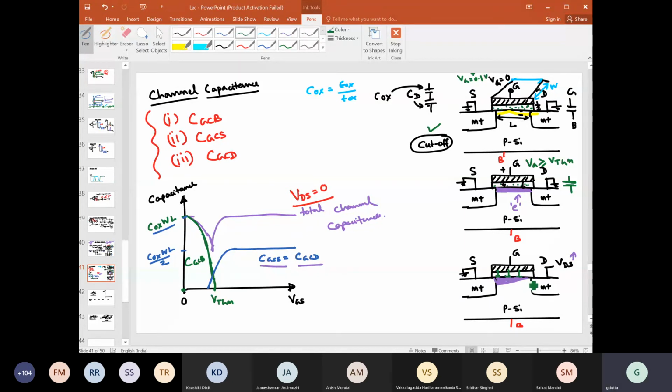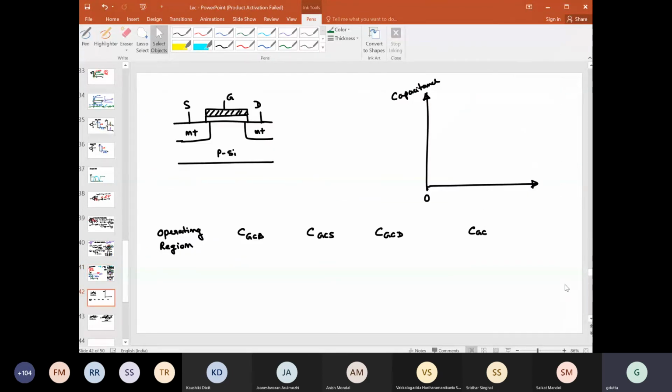Because here the electron concentration is decreasing. So if you have to divide the total capacitance between CGCD and CGCS, you will say the contribution for the source side is more compared to the drain side. Maybe on the next page we will look into it in more detail. So here we are considering a situation which is like this.